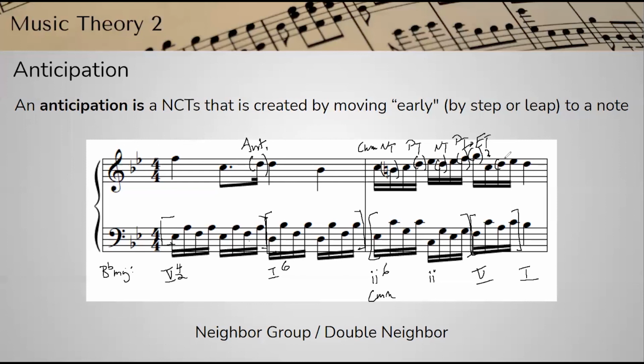This D is not part of the chord. That's a passing tone. And then this E flat could be part of the chord if we consider this to be an F7 chord. Otherwise, it'll be a neighbor tone. And I think both analyses are correct. So there you go. Those are all the non-chord tones.